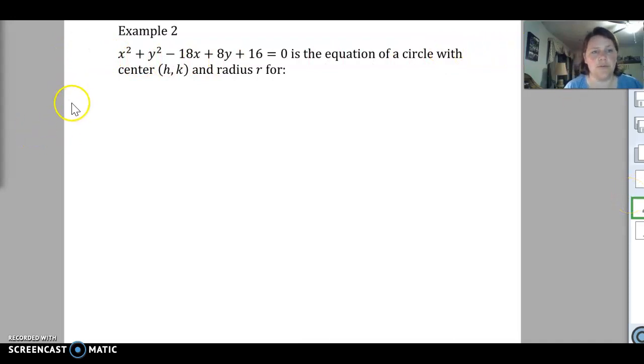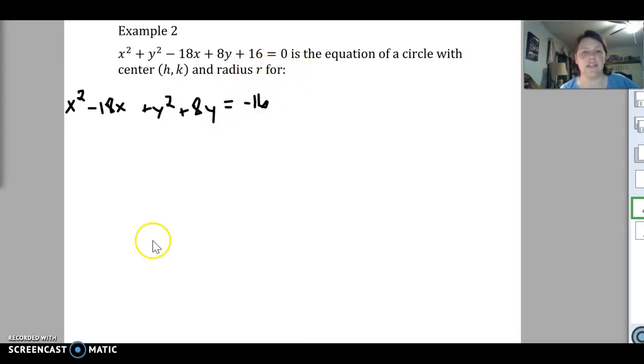So we're going to rewrite. We're going to write our x's first, so group our x's: x squared minus 18x. And then we're going to group our y's together, so we've got plus y squared plus 8y. And then we're going to move all the constants to the right hand side, so we'll have a negative 16 over here on the right hand side.